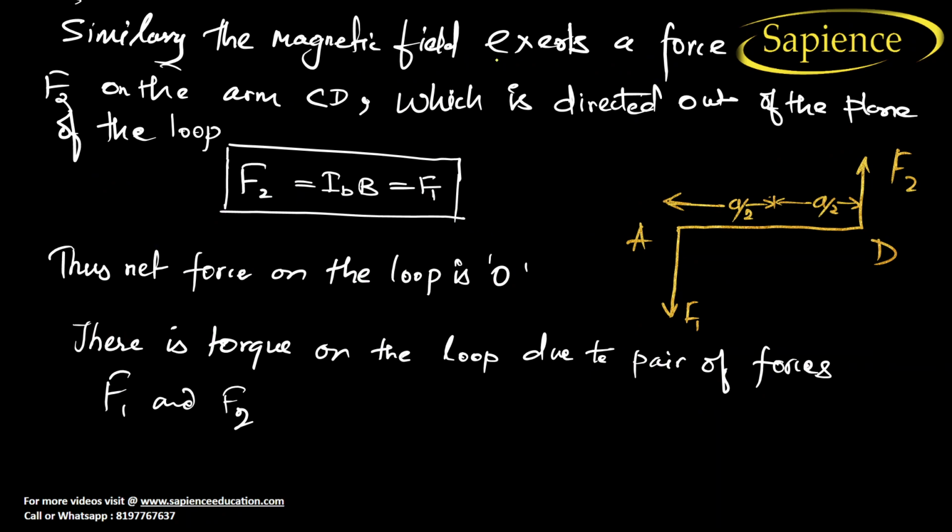Similarly, the magnetic field exerts a force F2 on the arm CD, which is directed out of the plane of the loop.